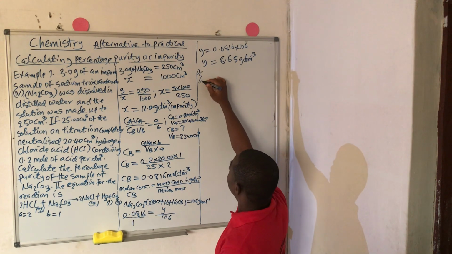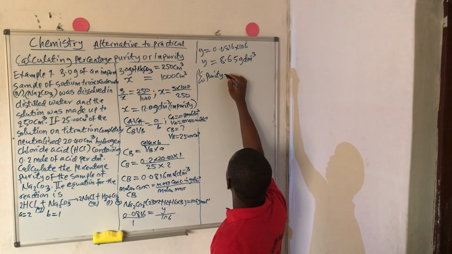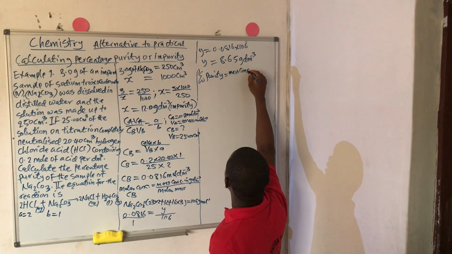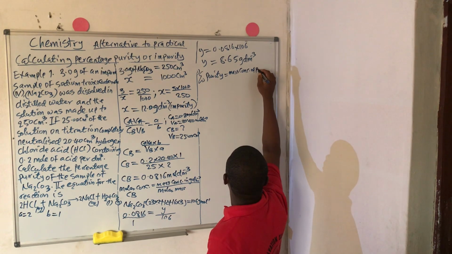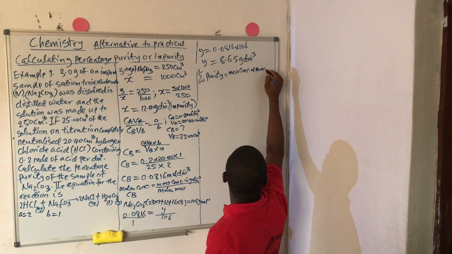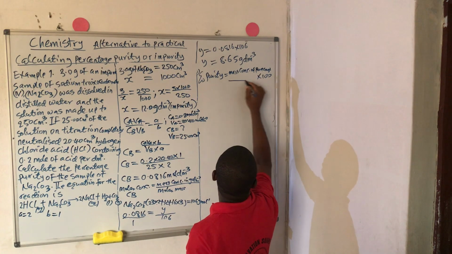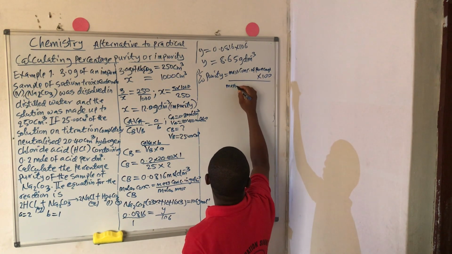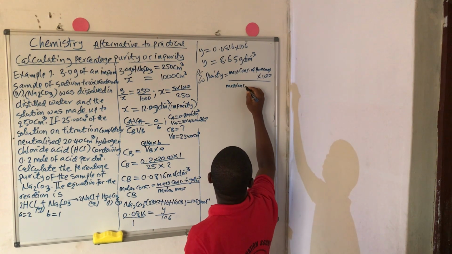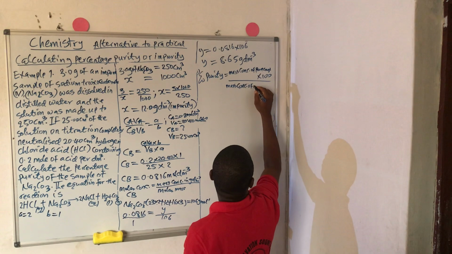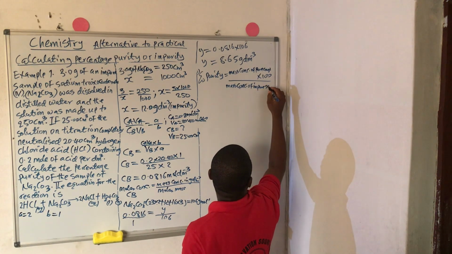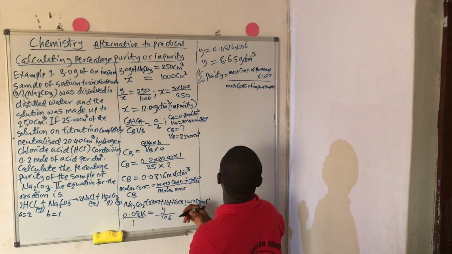Percentage purity has a relationship. Percentage purity is equal to the mass concentration of the pure component, multiplied by 100, over the mass concentration of the impure sample. So that is the formula now.